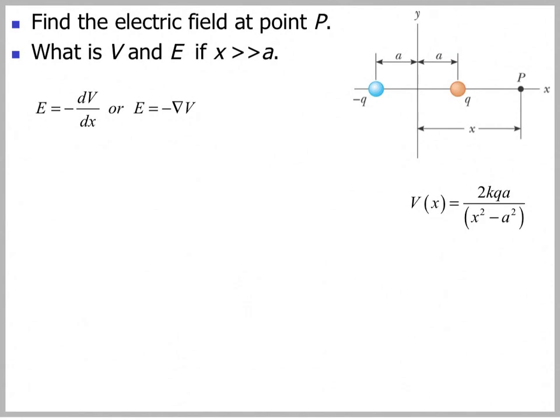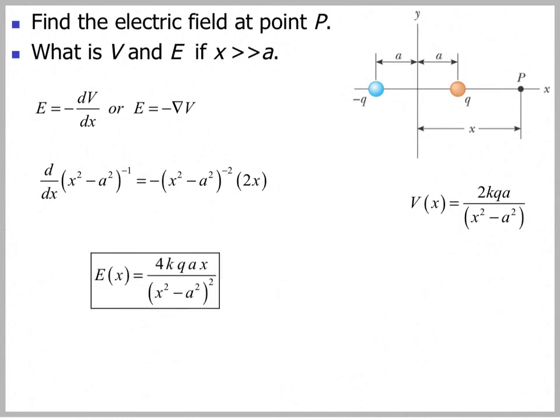We know that the electric field is minus the derivative of V with respect to x, or E is minus the gradient of V if it was in 3 dimensions. So we need to take the derivative. Well, it's x squared minus a squared to the minus 1. So the derivative of that is going to be minus 1 times x squared minus a squared to the minus 2 times the derivative of what's inside, which would be 2x. So then the electric field as a function of x is 4kqax over x squared minus a squared, quantity squared.